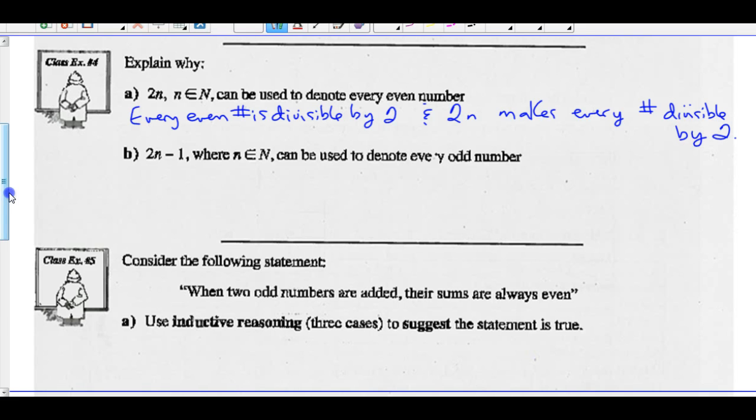2n minus 1, why is that denoted for every odd number? Well, we just said 2n makes every number an even number. If we subtract 1 from an even number, it becomes odd.